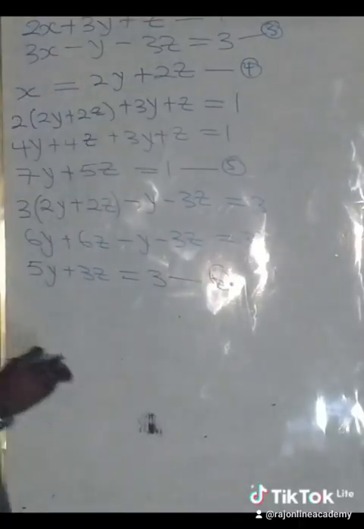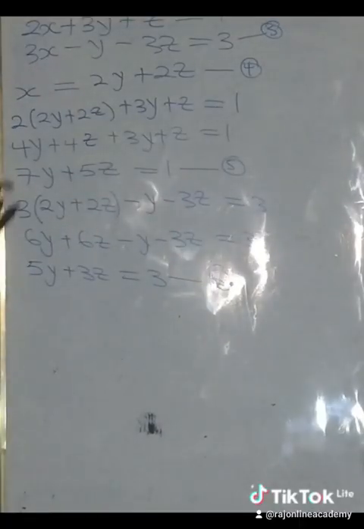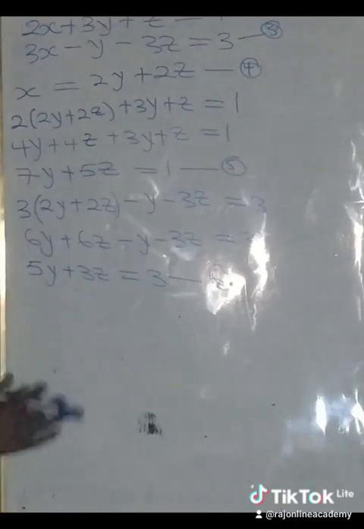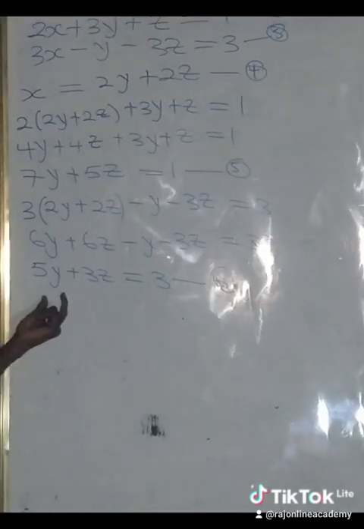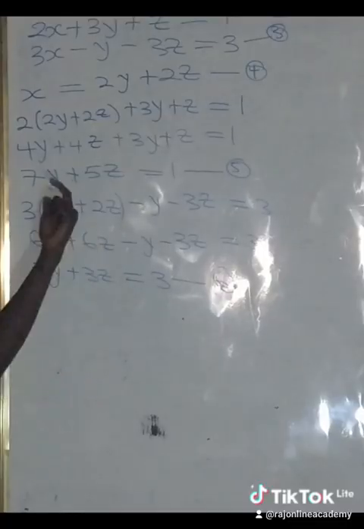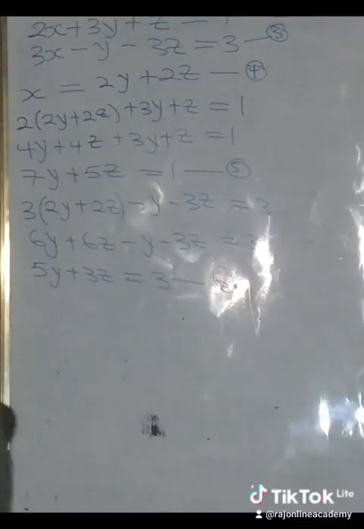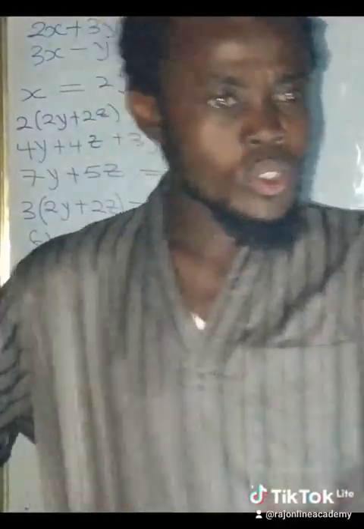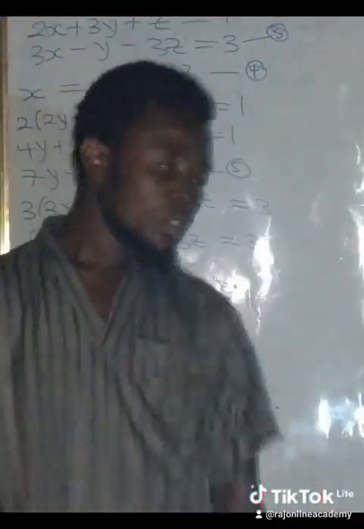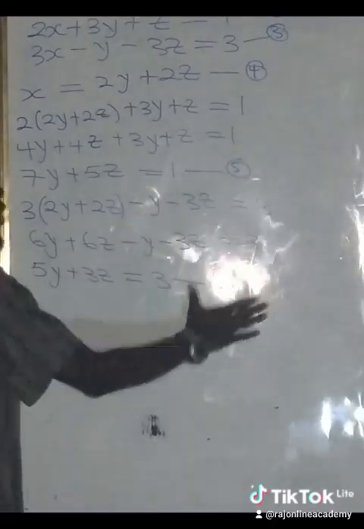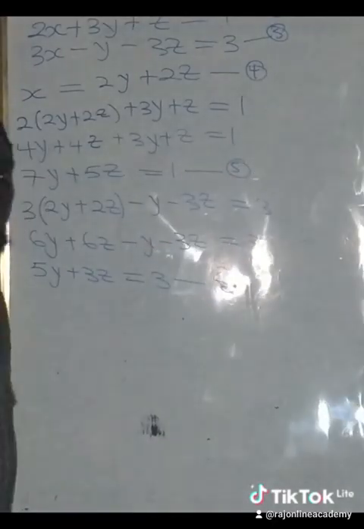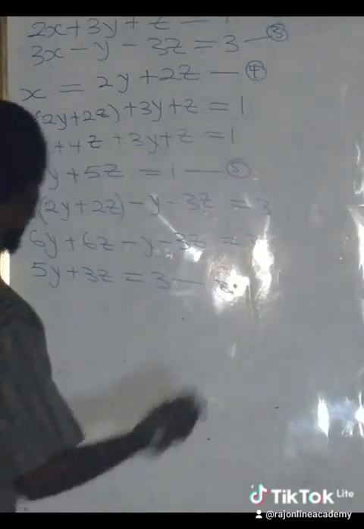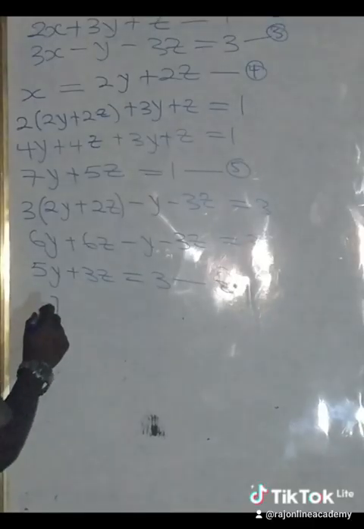Call this equation 6. Now if you look at equation 5 and equation 6 here, both of them have 2 unknowns, right? What are the unknowns here? y and z. So it means now we have arrived at our previous system, which is 2 unknowns. Good. So therefore, take equation 5 and equation 6 and solve them simultaneously. Are we okay?